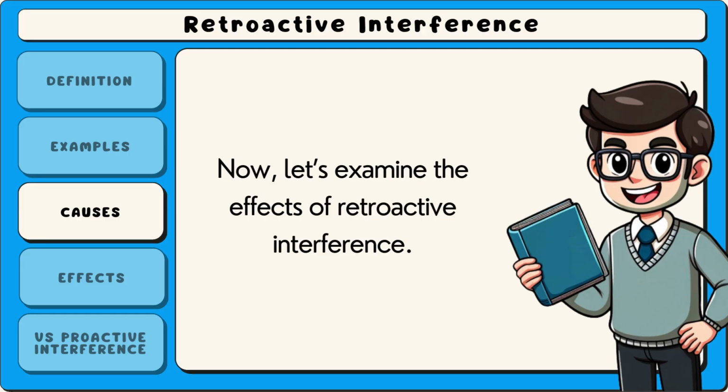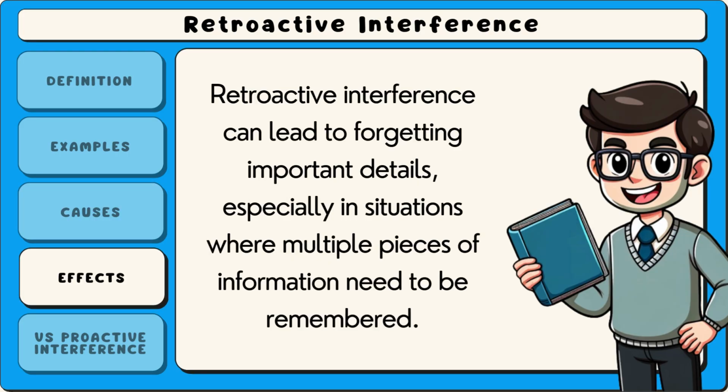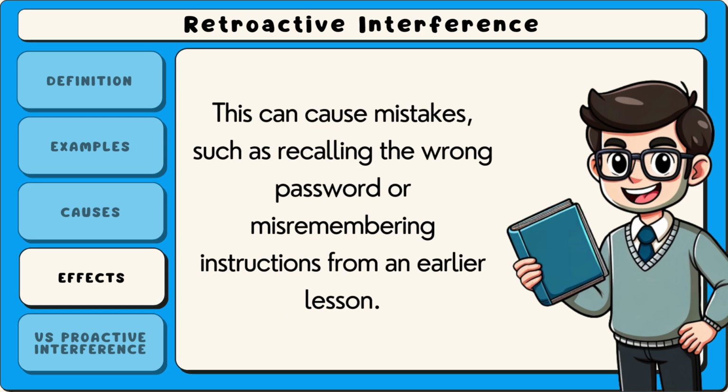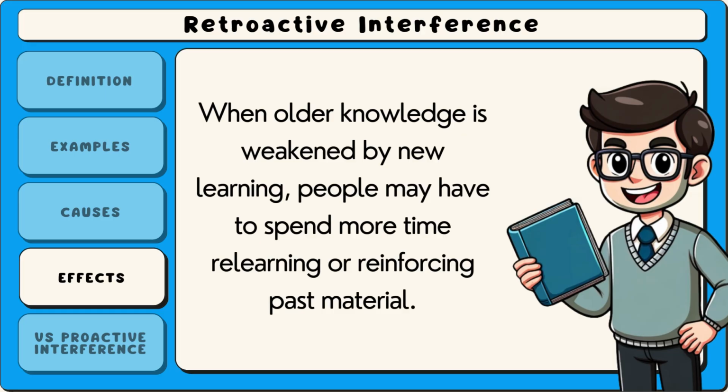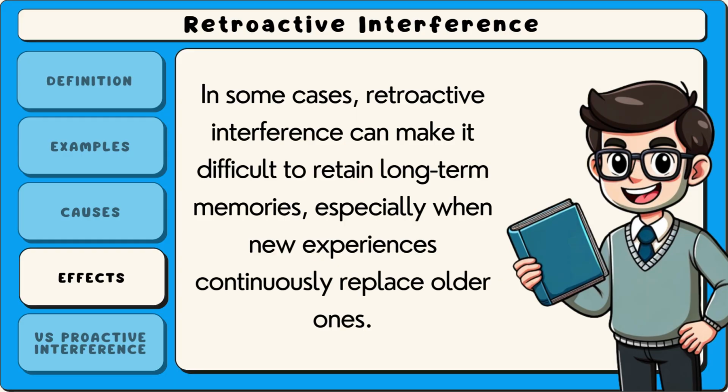Now let's examine the effects of retroactive interference. Retroactive interference can lead to forgetting important details, especially in situations where multiple pieces of information need to be remembered. This can cause mistakes, such as recalling the wrong password or misremembering instructions from an earlier lesson. Another effect is the need for extra review and practice. When older knowledge is weakened by new learning, people may have to spend more time relearning or reinforcing past material. In some cases, retroactive interference can make it difficult to retain long-term memories, especially when new experiences continuously replace older ones.